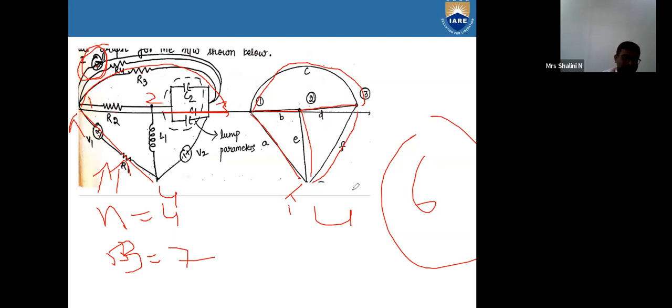After that, we have to find the degree of the node. Degree of the node is nothing but how many elements are coming to the node. That gives the degree of the node. The degree of the node is equal to the number of branches.